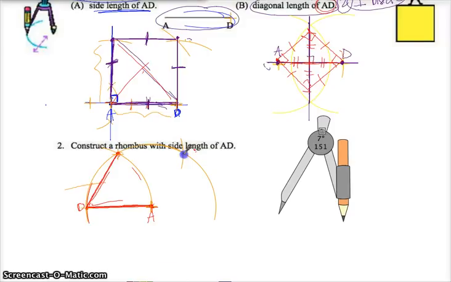Now in my classes we made equilateral triangles. I'm not sure in the other classes if you did, right? But just think about it. What is a rhombus? A rhombus has to have all four sides the same length. So I just made all four sides the same length. I kept getting these intersections.